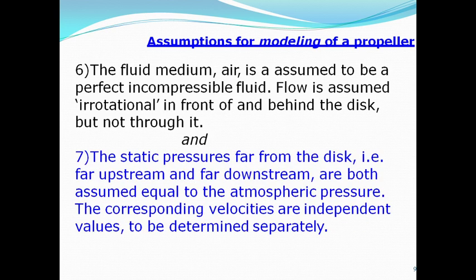And another assumption is that we consider the air, which is the fluid medium for the aircraft, as perfectly incompressible. As we discussed in the class, incompressible means there is no change in the density in the entire flow. The other one is the flow is assumed irrotational. Even this assumption is not really valid, but for the purpose of understanding the theory, we assume that it is irrotational. And far upstream and very far downstream of the actuator, the pressures are nearly equal. That's assumed to be the atmospheric pressure. And the corresponding velocities are independent values. And we try to understand how we find those velocities.